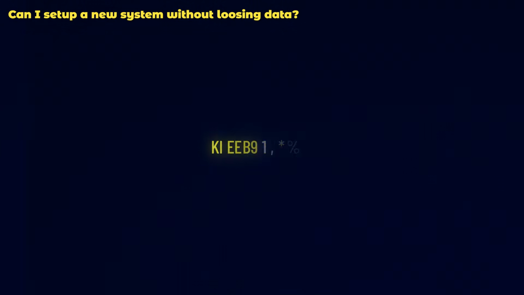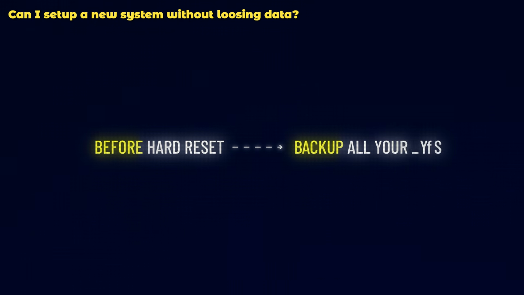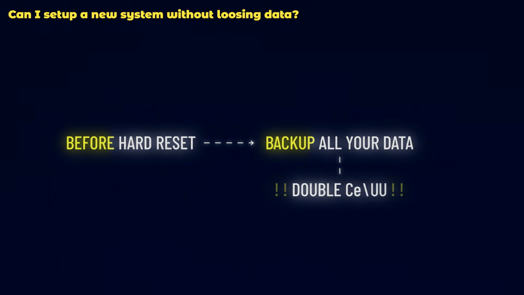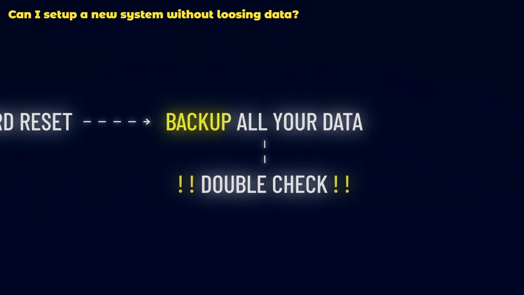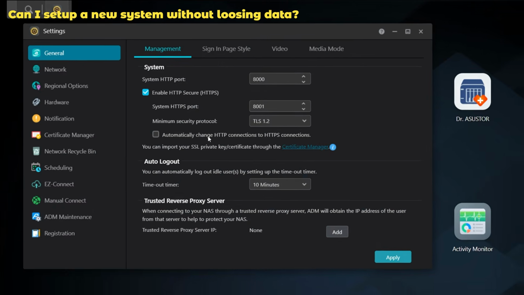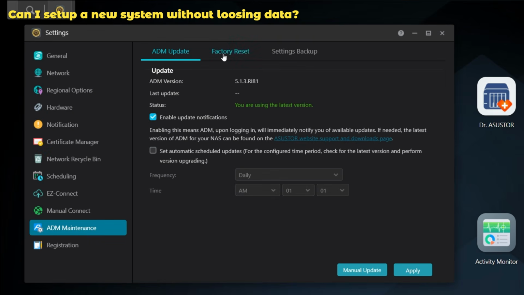A hard reset is the stronger option, and it does wipe everything, so this is the one to be careful with. Before doing a hard reset, back up all your data first. Use a portable drive, a My Archive drive, or another NAS, and double-check that everything is saved before moving on. Once you've confirmed your backup, go into ADM, then Settings, then ADM Maintenance, then Factory Reset.